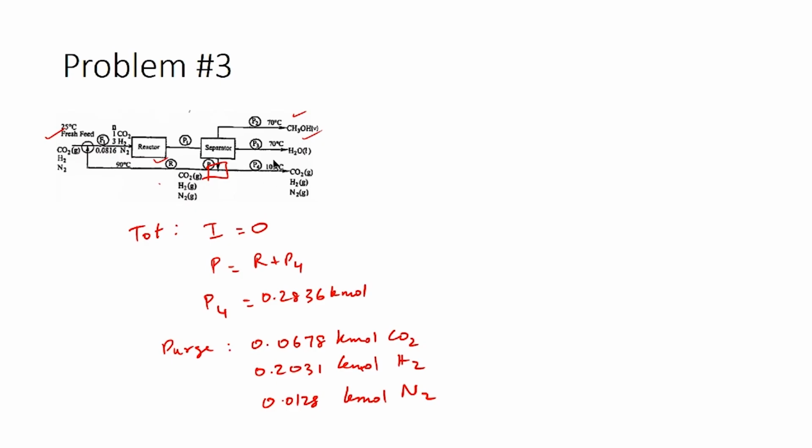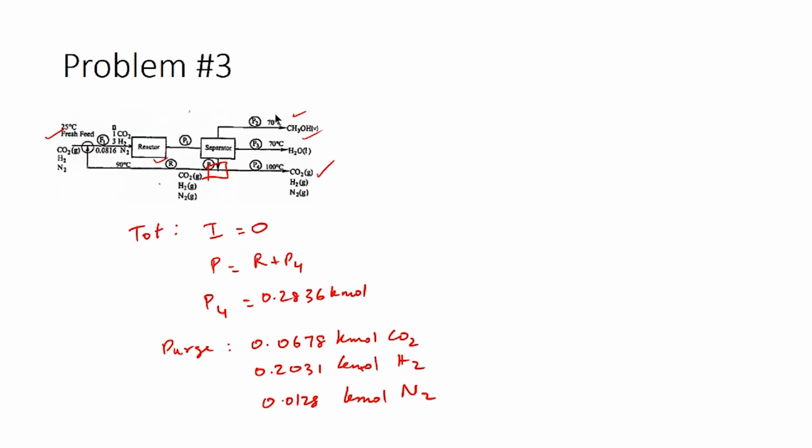So, now we have all the information. We have the information about fresh feed, the product stream for methanol, the product stream for water, and the purge stream which contains all the carbon dioxide, hydrogen and nitrogen. So, we have information about the overall system, all the flow rates for the overall system are available. So, the amounts that are now available can be used for performing the energy balance calculations.